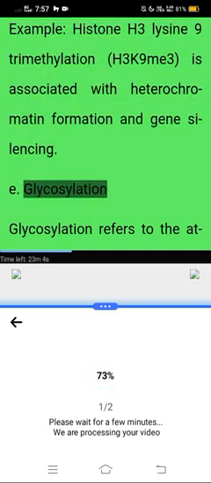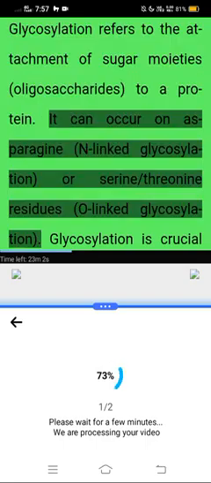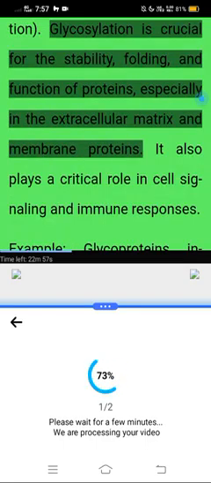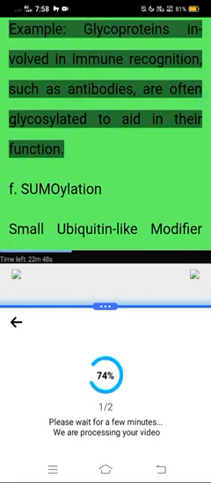E. Glycosylation. Glycosylation refers to the attachment of sugar moieties, oligosaccharides, to a protein. It can occur on asparagine (N-linked glycosylation) or serine and threonine residues (O-linked glycosylation). Glycosylation is crucial for the stability, folding, and function of proteins, especially in the extracellular matrix and membrane proteins. It also plays a critical role in cell signaling and immune responses. Example: glycoproteins involved in immune recognition, such as antibodies, are often glycosylated to aid in their function.